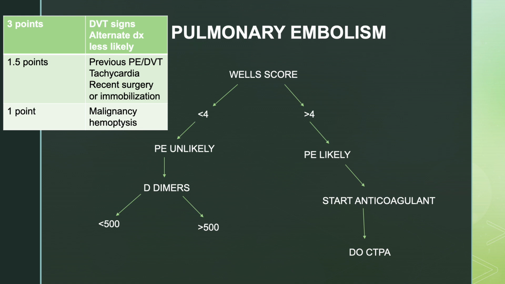So what do you do? Remember here, don't directly start anticoagulant. First, do CTPA. If it confirms it, start anticoagulant. So this is the general algorithm to approach questions about pulmonary embolism. Another thing is there are different variations. There are different questions they can give from this algorithm.